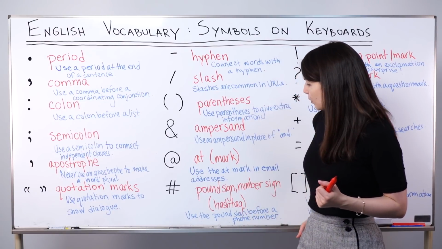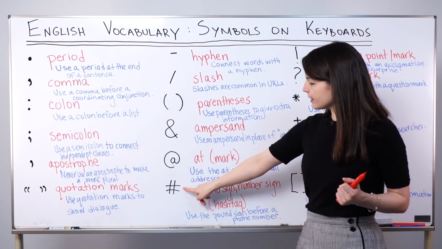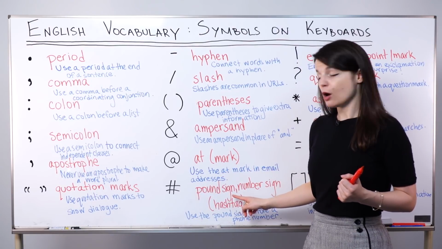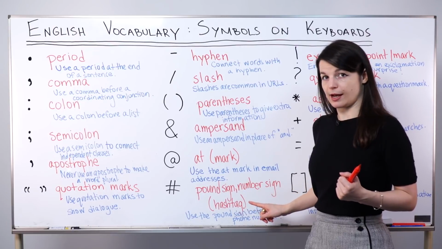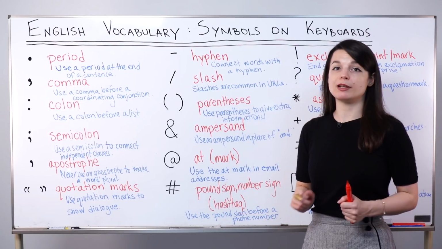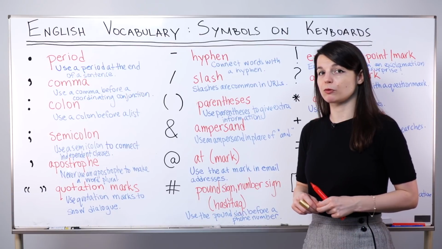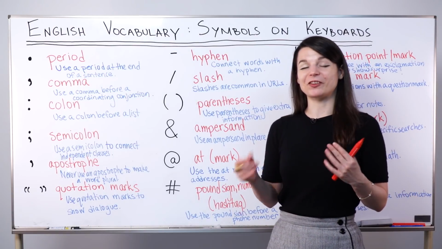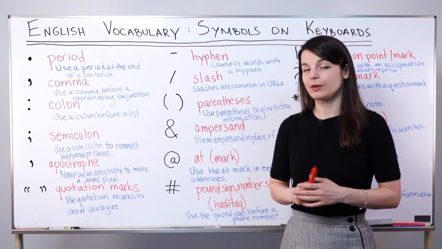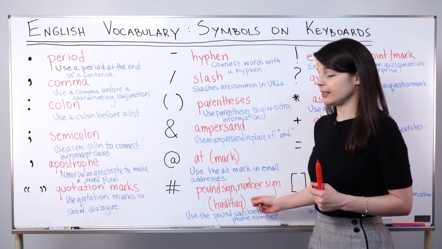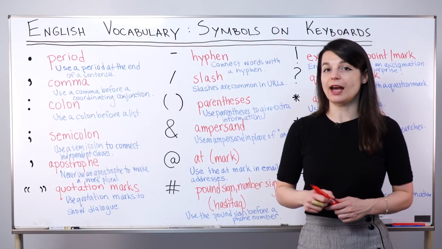Okay, one more in this part of the list. This mark here, this is called the pound sign or the number sign. So we use the pound sign before a phone number. This is very commonly used before a phone number. So you might see it, or you would have seen it in like an old phone book, for example. However, I should note that this is also read these days as hashtag.